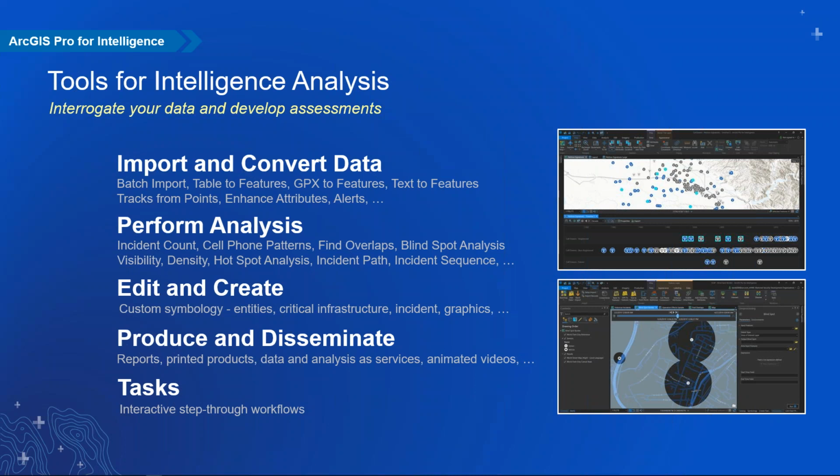We also have tools that help you actually perform analysis, right? So you've got your data in, you've plotted it on the map, or maybe not, maybe it's unstructured and it's sitting there in a table form, and now you need to perform analysis. So everything from counting incidents and getting a feel for where the activity is happening, to looking at cell phone patterns, and Rob's going to show you that today.